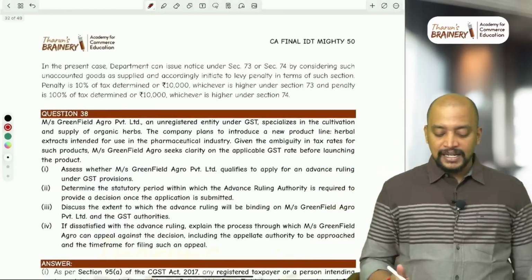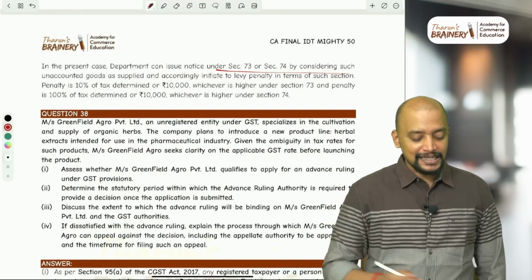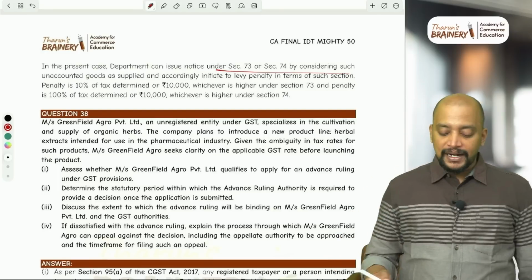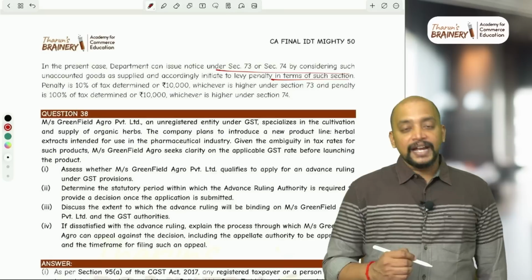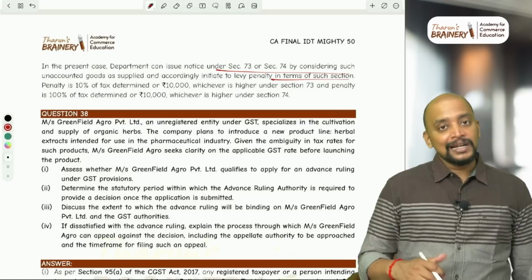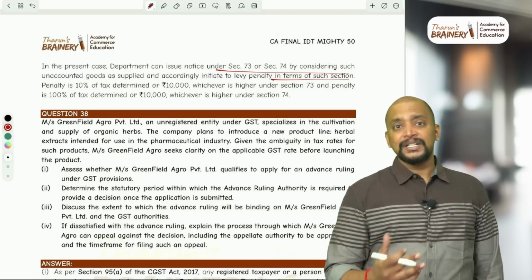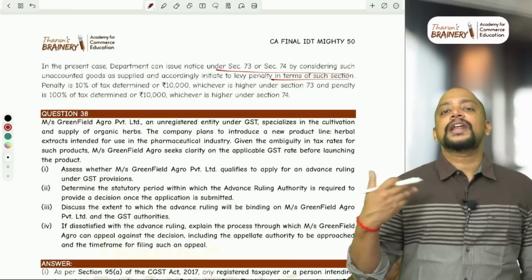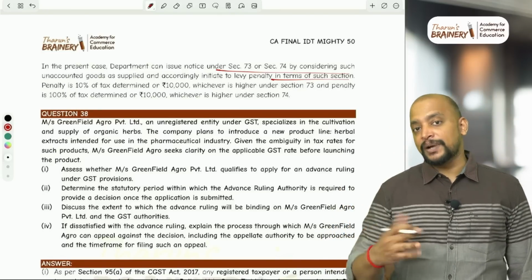And in the present case, department can issue notice under 73 or 74 by considering such unaccounted goods as supplied, and accordingly initiate the levy of penalty in terms of such section. And what will be the penalty? As it is, 73, 10% or 10,000, whichever is higher. 74 means 100%, depends. What is that? Whether intention or no intention. Intention to evade is there, intention to evade is not there, depending upon that.